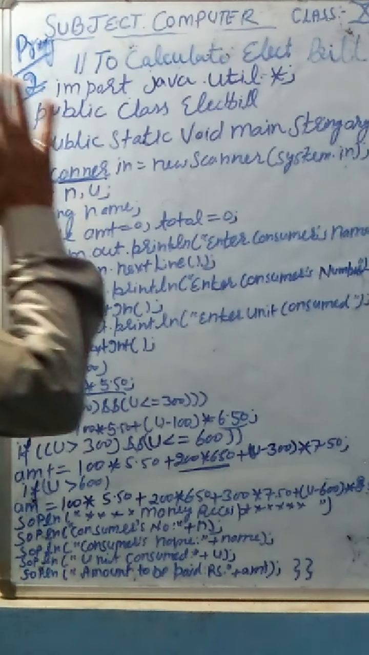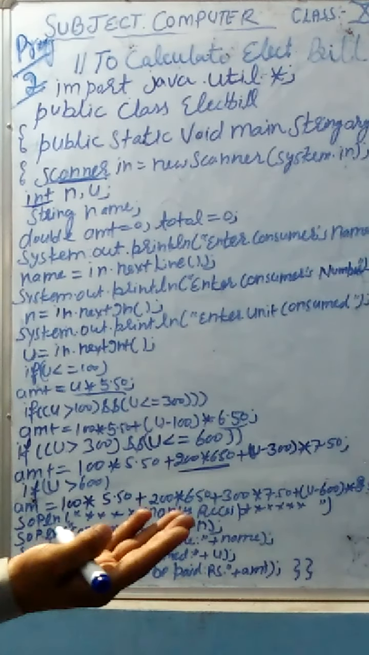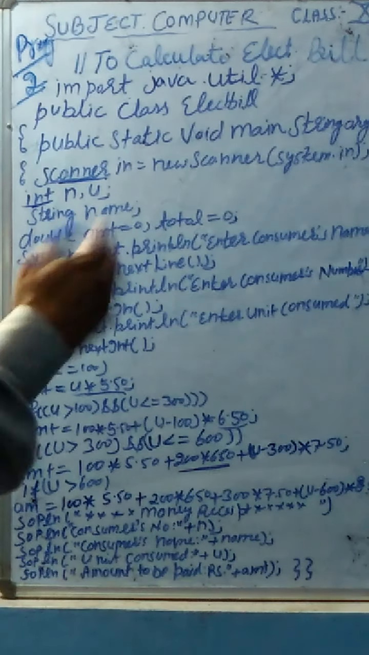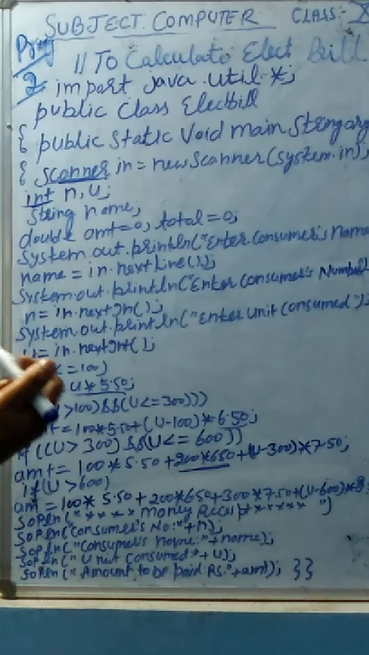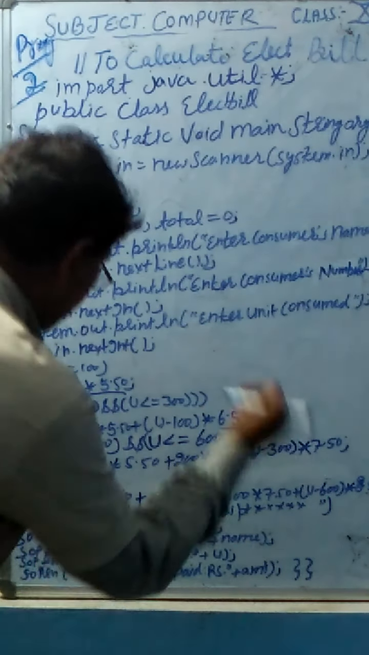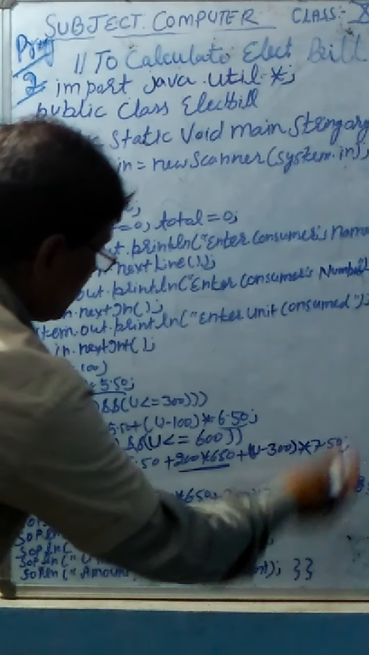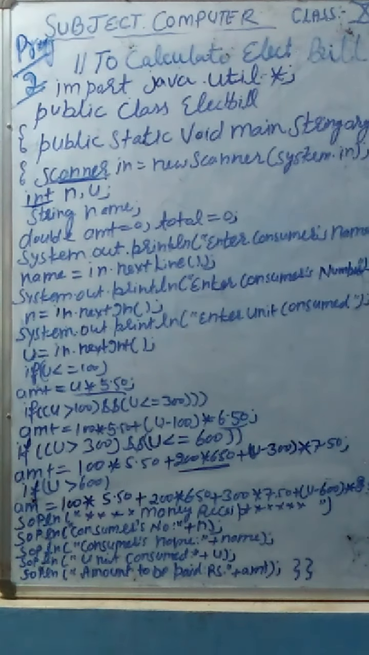Now all the calculations are complete. Now what we have to do? Now we have to give the receipt. So what should be inside the receipt? First heading, money receipt. System.out.println in double quotes you will write the message money receipt according to your question.